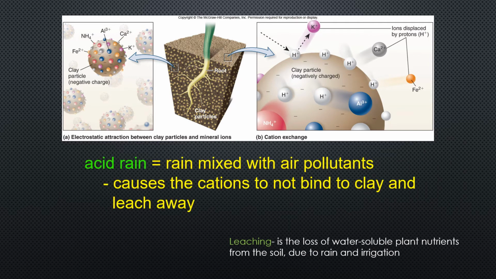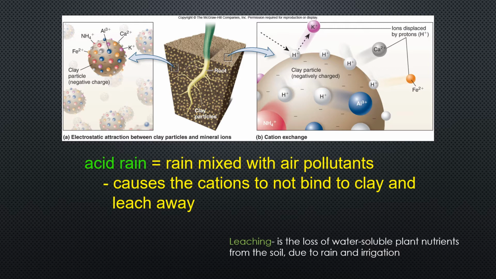Okay, so one of the effects of what we call acid rain is that those cations can no longer bind to clay particles. And the reason for that is that the rain is mixed with air pollutants that then bind those cations or bind to the clay particles themselves where the cations would normally bind. And that means all of those important essential nutrients leach out of the soil.